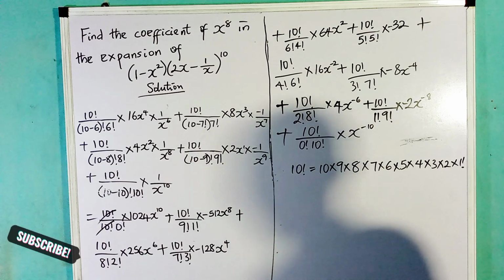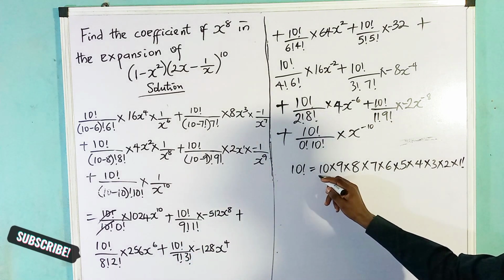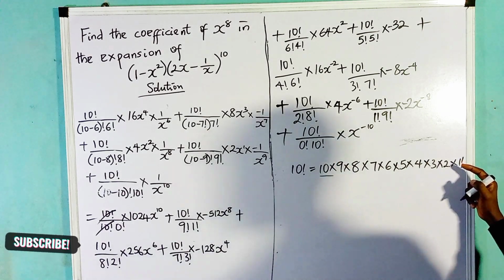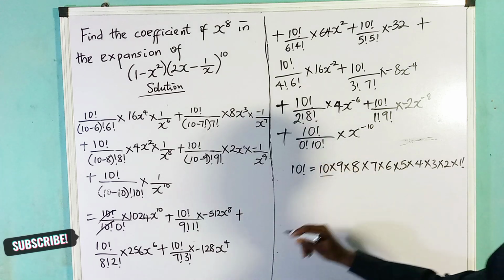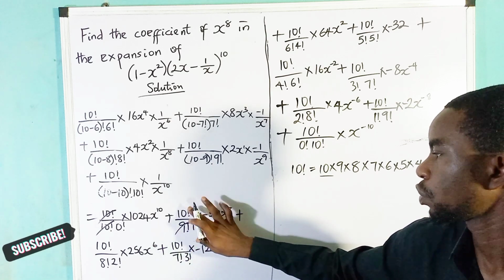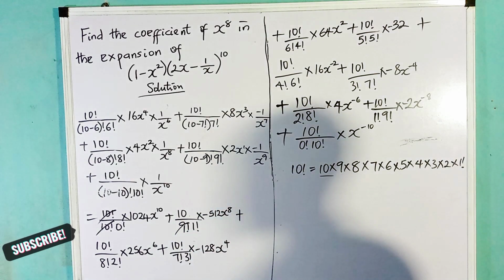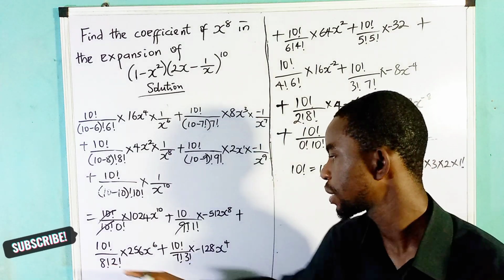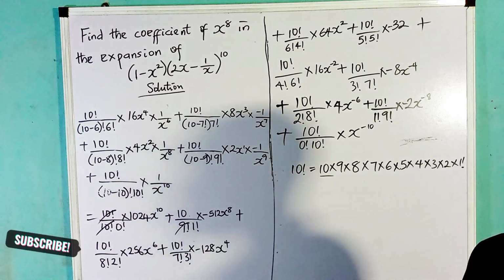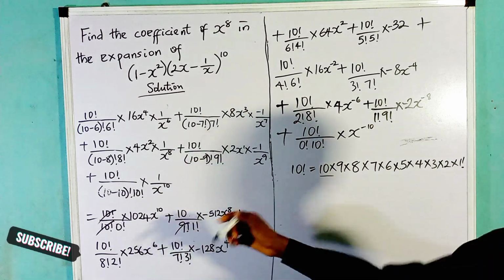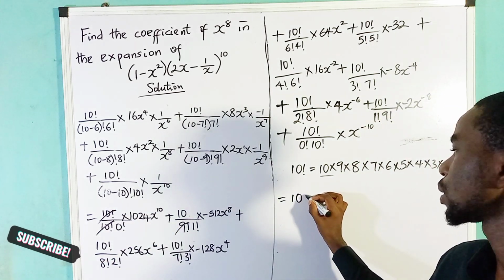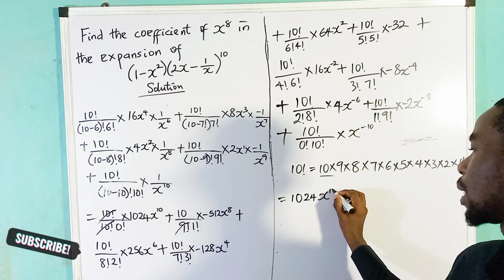For this particular one, if we divide by 9 factorial, we'll be cancelling down all the numbers from 9 and we'll be left with just 10. So when we cancel 10 factorial by 9 factorial, we are left with 10. See what we're going to do is rewrite what we have there. So right now we have cancelled this. We now have 1024 x raised to power 10.